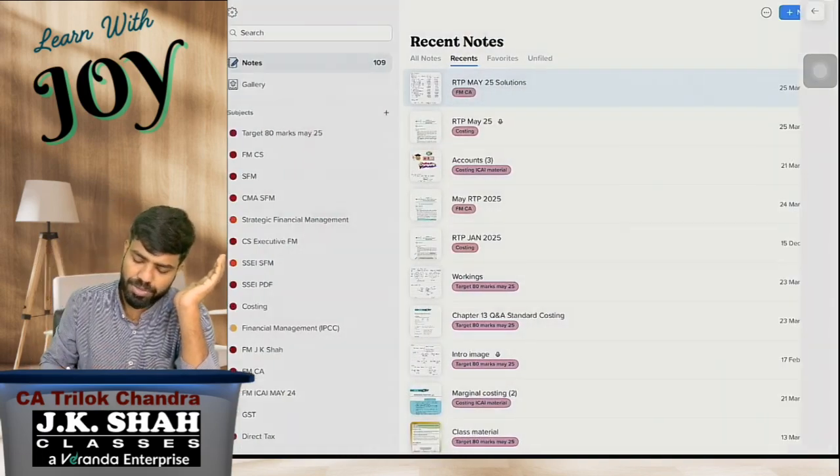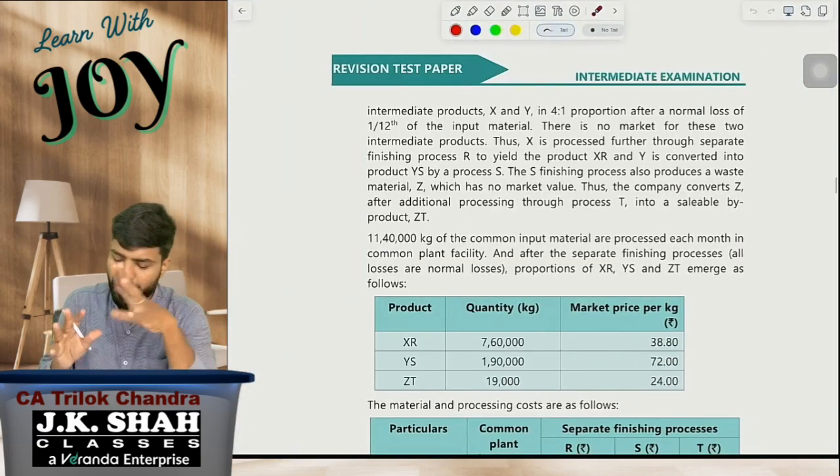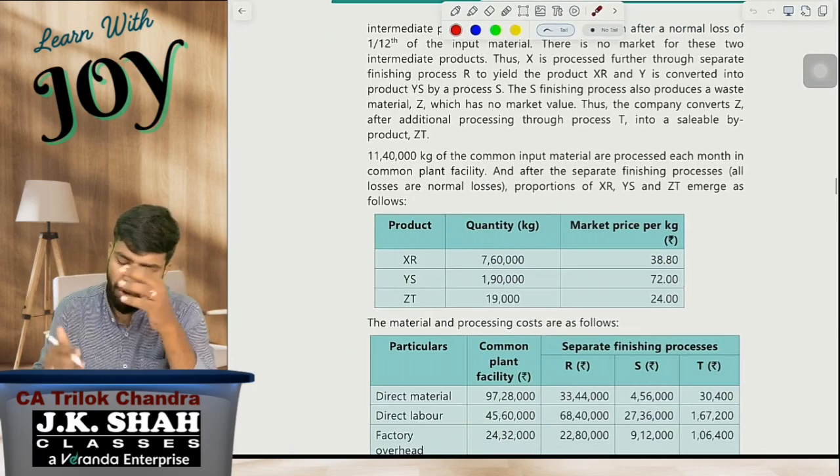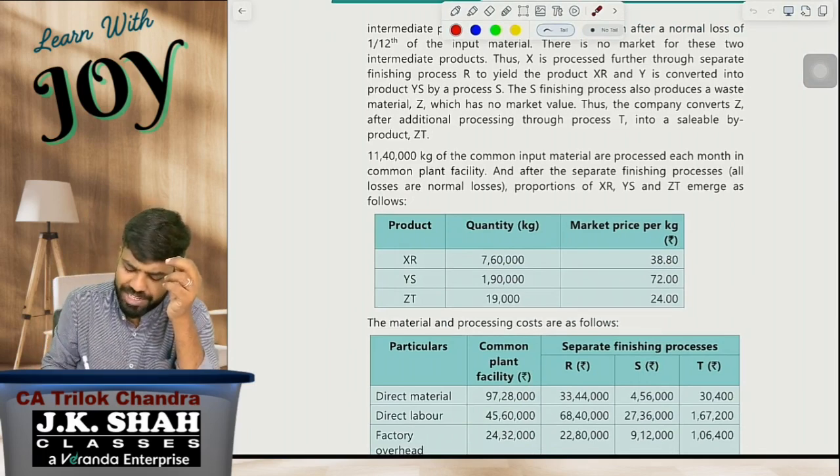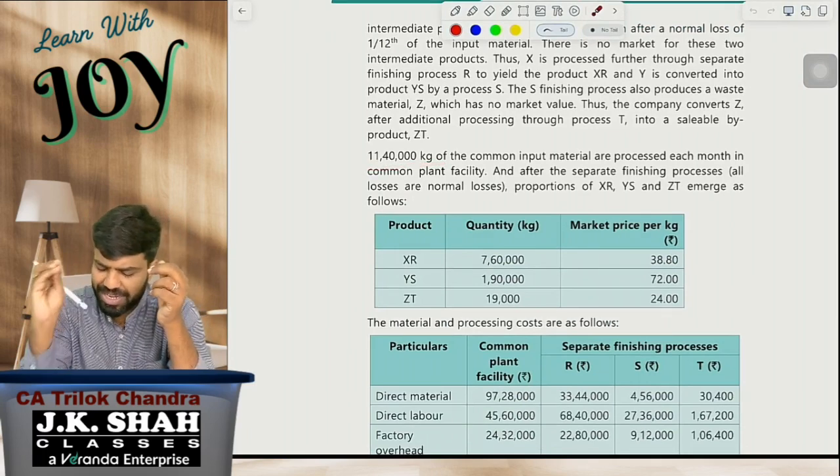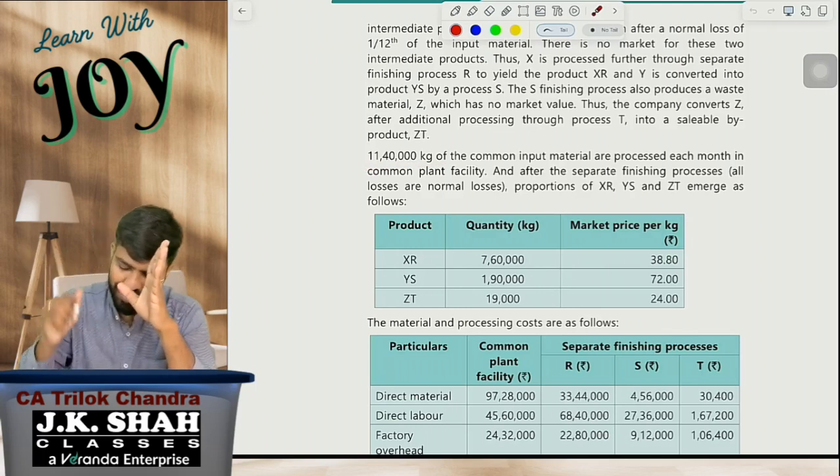Okay, now look at the values. So we understood the process, joint product, byproduct. Let us look at the values. Totally, how many kgs given as input? 11,40,000 kgs given as input to the process.